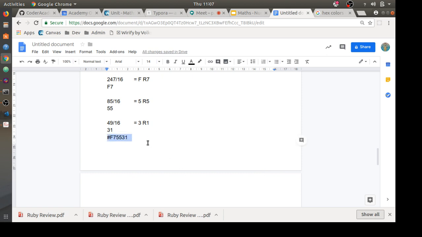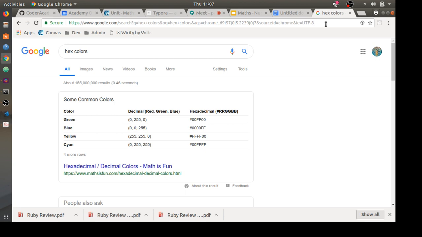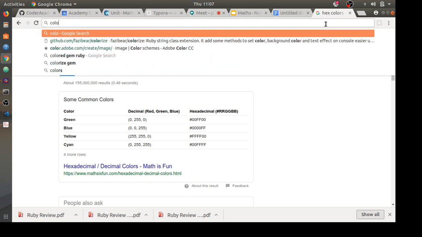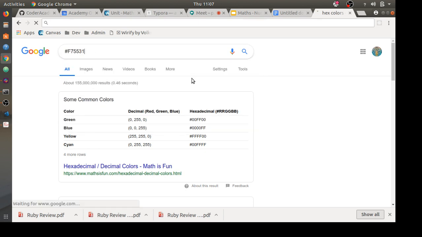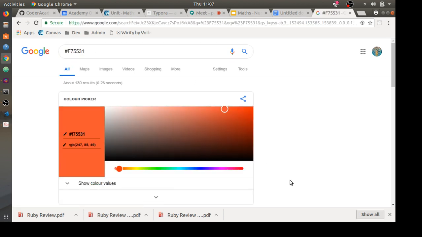What's the quickest way for us to see what color this is? What tool? Google colors. Actually, just paste it into Google. See if it does. Oh yeah, that's a good idea, because it does everything else. Oh, look at that. There you go. Orange is the same.